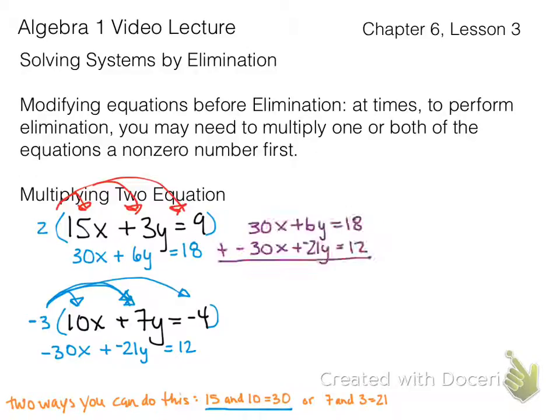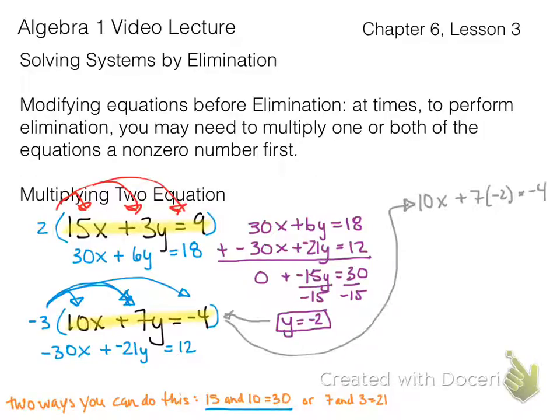Now it's time to line it up. I'm adding so that I can get rid of my x's. And I end up with negative 15y equals 30. Divide by negative 15, y equals negative 2. Now it's time to plug it back into an original equation. And again, the highlighted ones were the original equations, not the blue ones, the black and yellow ones. Those were the original.